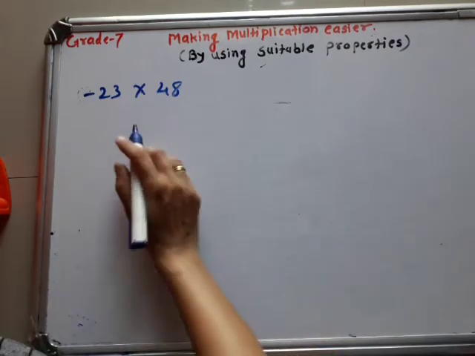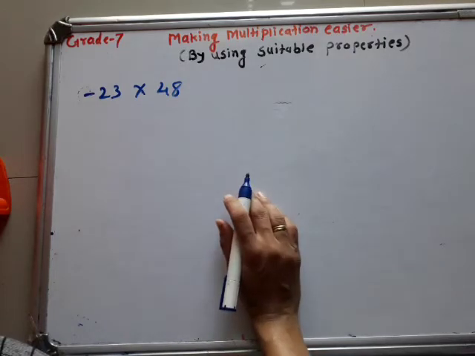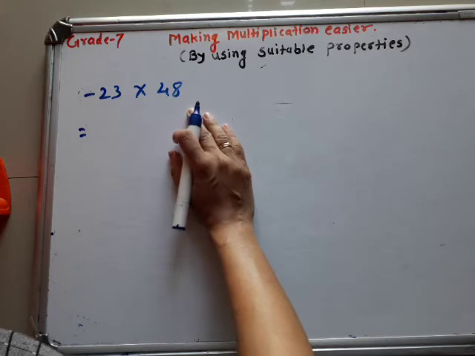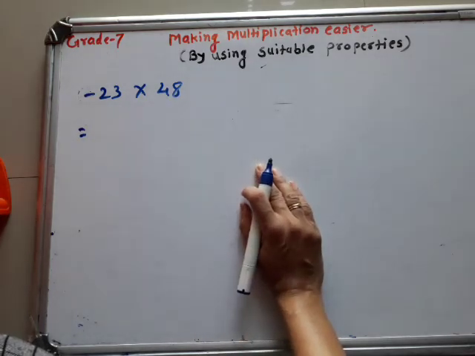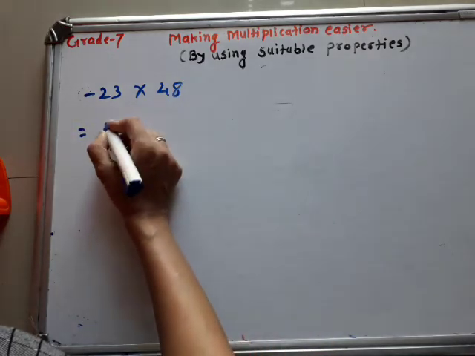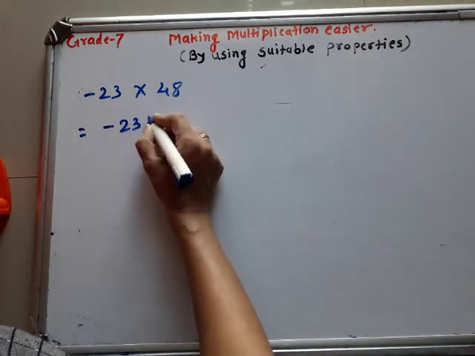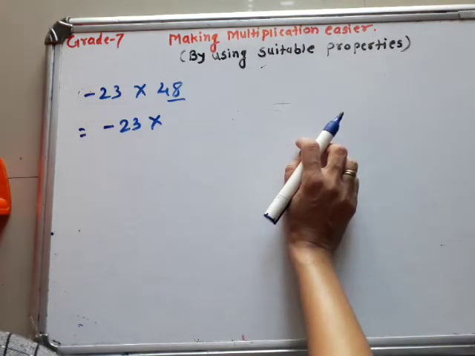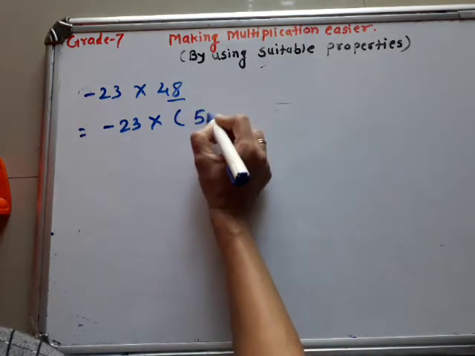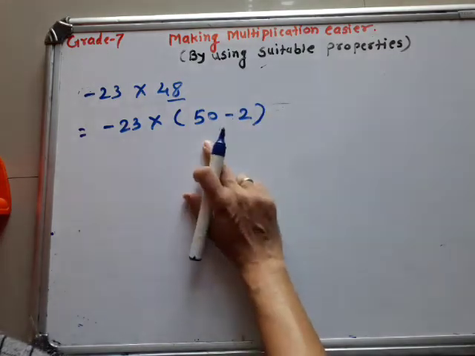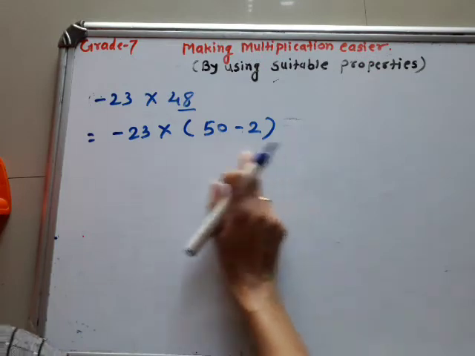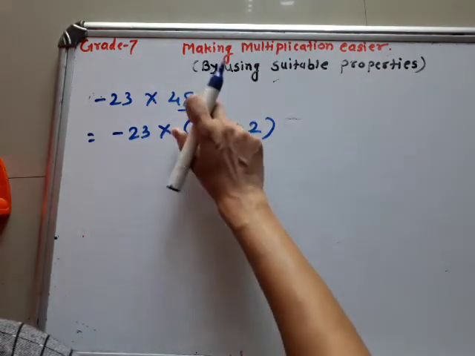See here, 23 multiplied by 48. This is your next question. Again you have to use the smart multiplication, that is, the distributive law of multiplication. Here we use subtraction. So here, 23 multiplied by, how to solve this? 40 plus 8, or 50 minus 2. Here 50 minus 2 we get 48. So here we use 50 minus 2.